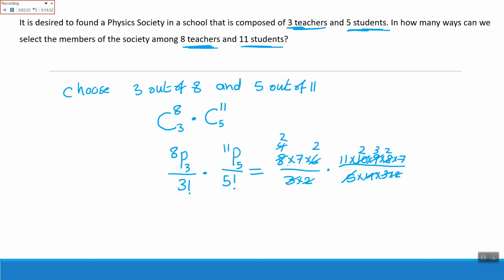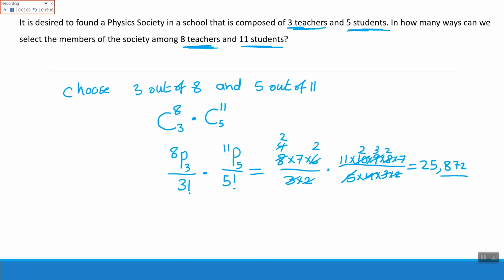So the answer is going to be 2 times 7 times 2, which is 14 times 2, which is 28. So 28 times 11, which is 308. 308 times 2 times 3 times 2 times 7. So 308 times 12 times 7 is going to be 25,872. So this is going to be our final answer.